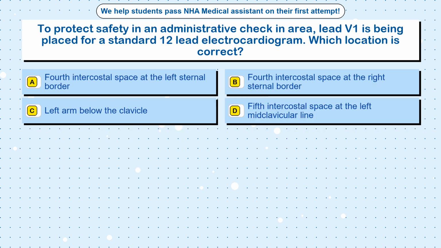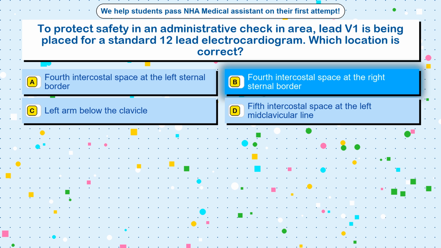Question 82. To protect safety in an administrative check-in area, lead V1 is being placed for a standard 12-lead electrocardiogram. Which location is correct? Option A, fourth intercostal space at the left sternal border. Option B, fourth intercostal space at the right sternal border. Option C, left arm below the clavicle. Option D, fifth intercostal space at the left midclavicular line.